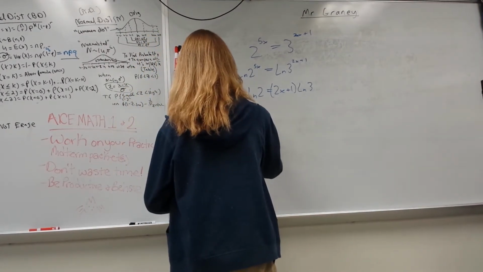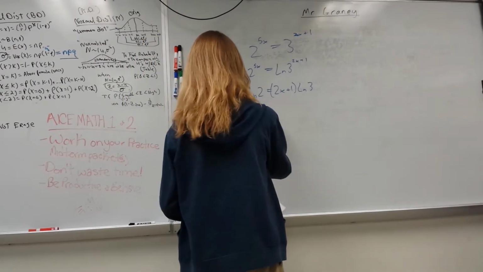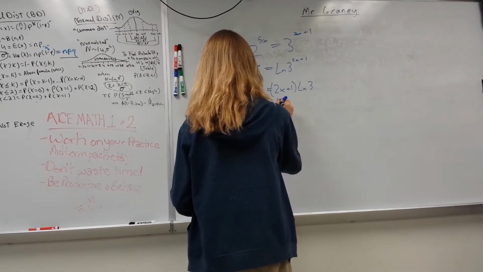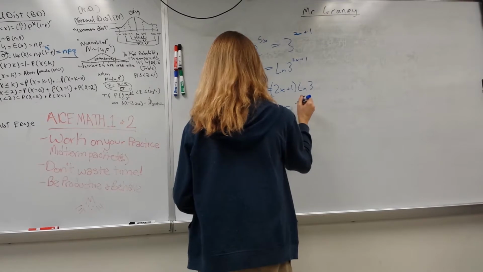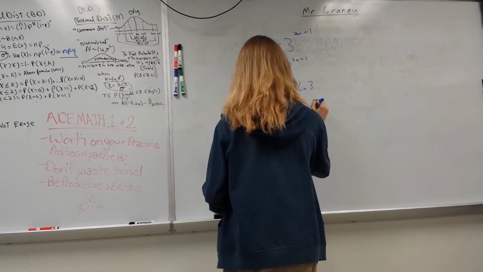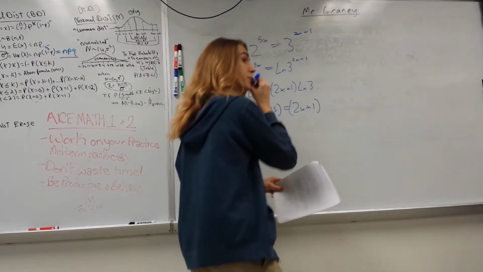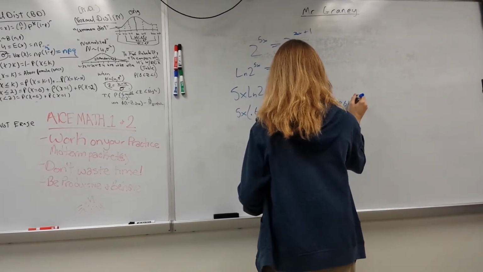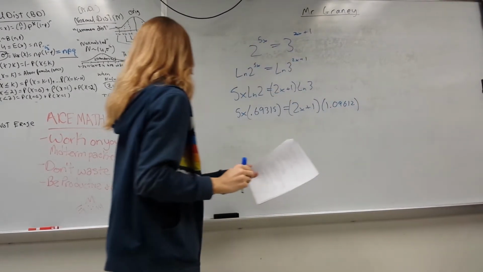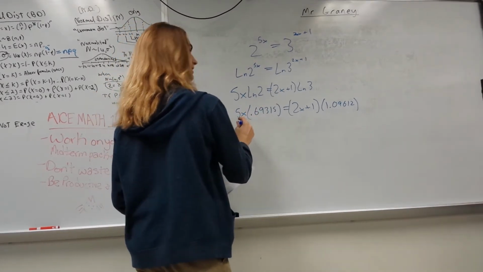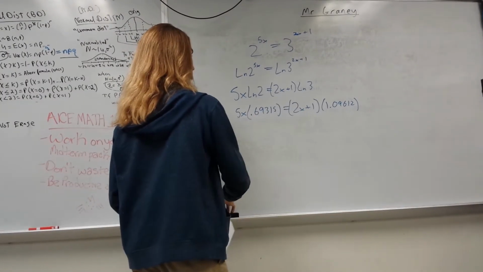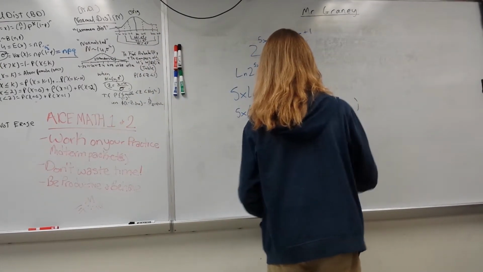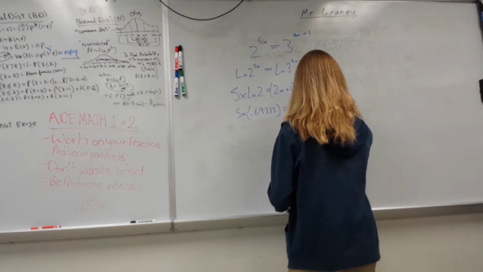ln of 2 is 0.6931. Alright, wait, hold on. 5 times that is 3.4657, 6, 9, 3, 1, 5. Just so that we have room for error. Divide by 2x plus 1 of, what's ln of 3? 1.09612. Yeah, there we go. Sorry, 1.09861. There's an 8 between the 9 and the 6. 1.0986.